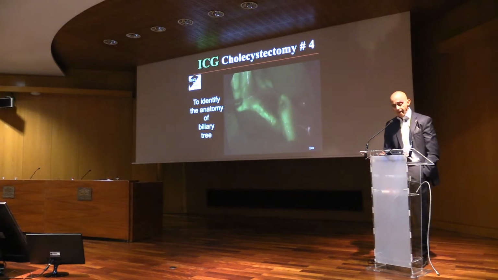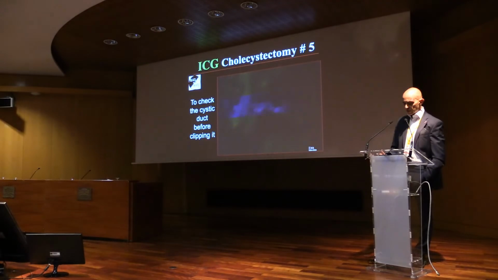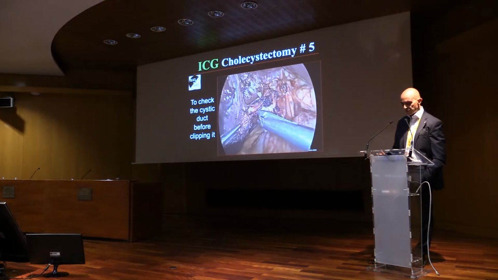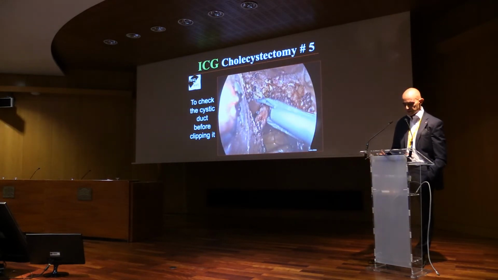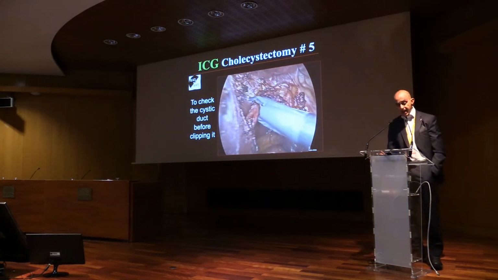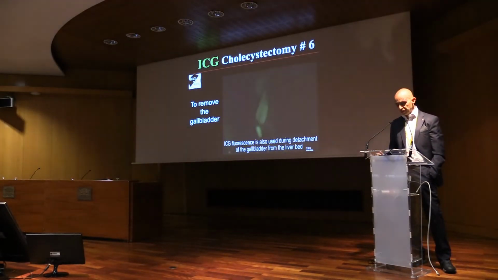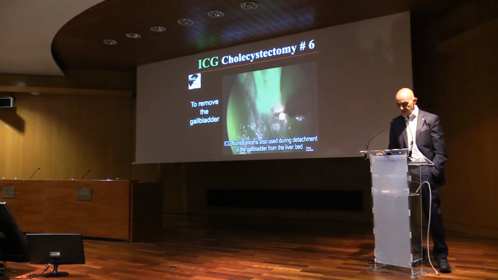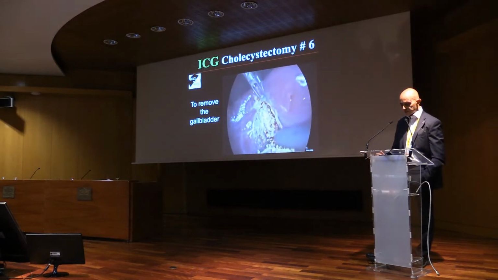Next. And then also when you have to clip after the isolation, you have to check where you have to position the clip. You can see where is the main biliary tree, and then you clip and section the cystic duct. Next. And it's useful also when you have to remove the gallbladder, because to avoid having a not good plane, you can see very well the gallbladder in the bed.